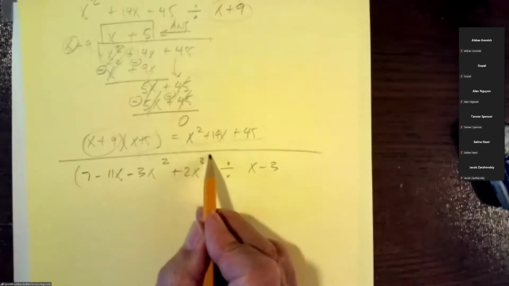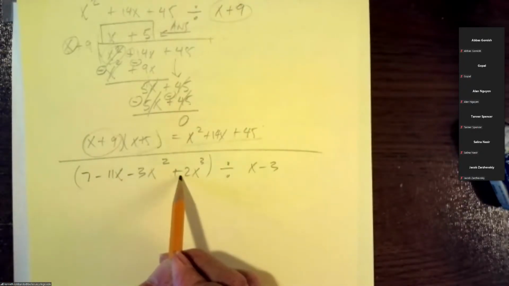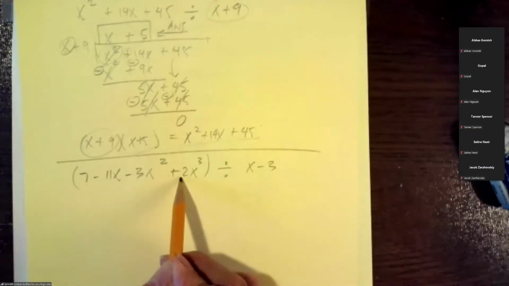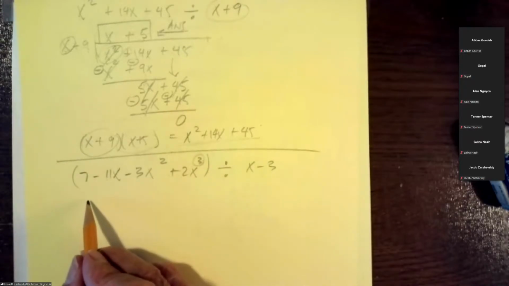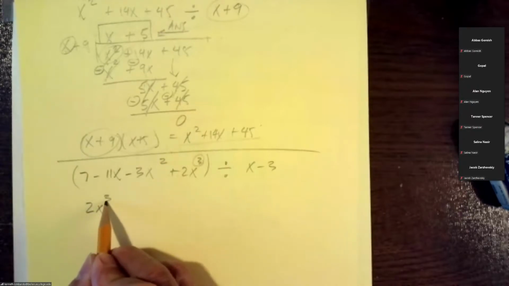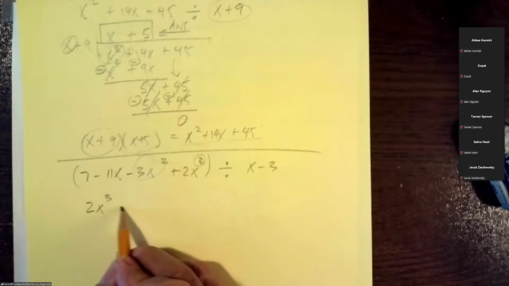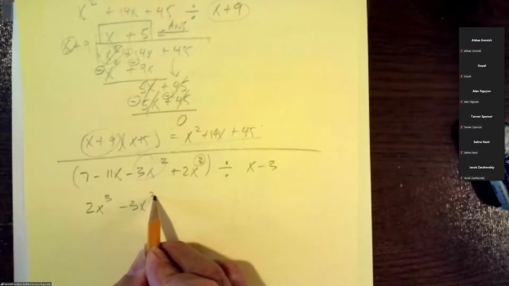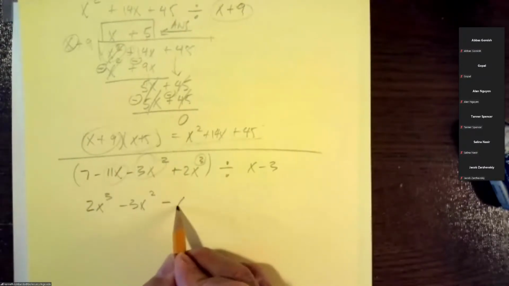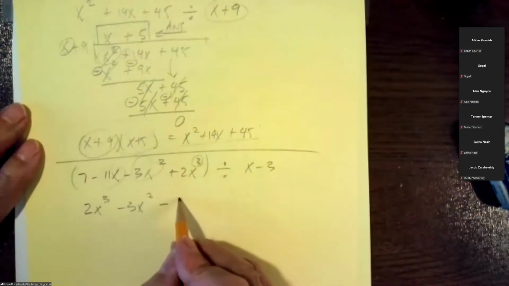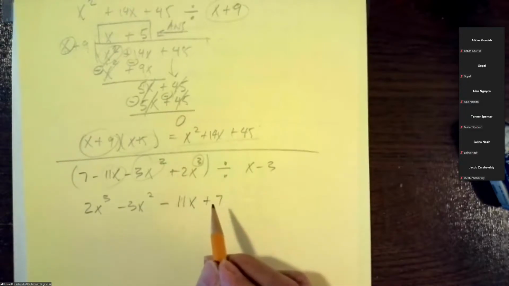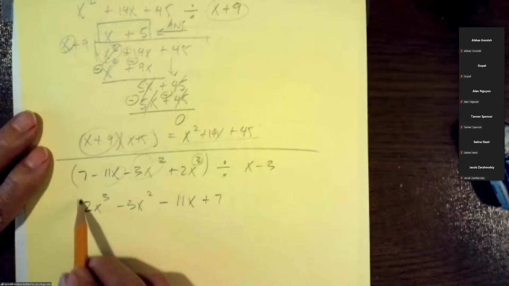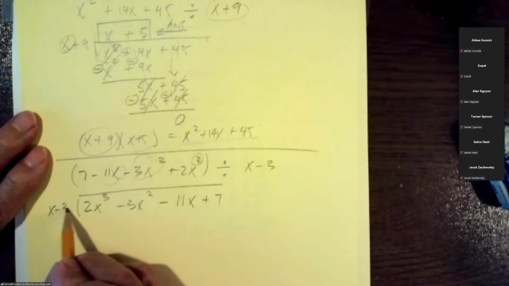So one of the first things we want to do here, 1, 2, 3, 4, we've got 4 terms for this polynomial. We want to arrange these in descending order of exponents, so that when we rearrange it, we'll get 2x cubed minus 3x squared minus 11x and positive 7. And we're going to divide that by x minus 3.